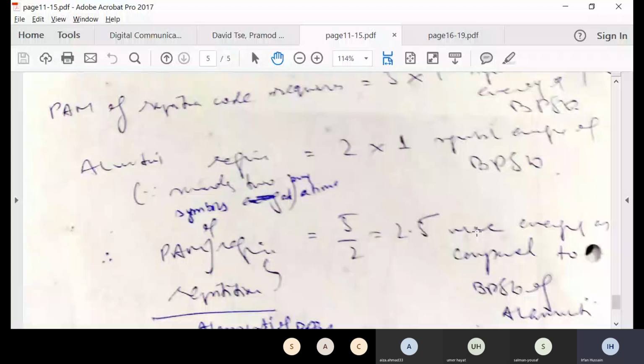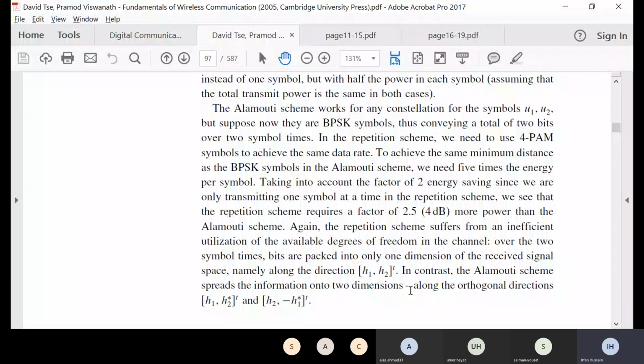Now, what is the analysis? Why is this happening? Why is LMOT giving a better rate? If you keep the minimum distance the same, and you keep the rate the same, then you can see it is requiring less energy. Why is it happening? This is the analysis: in BPSK all the bits are along only one signal direction, H1, H2. But in LMOT, you had information along two orthogonal dimensions. One was H1, H2, and the other was this, and they were both orthogonal. This is the reason.